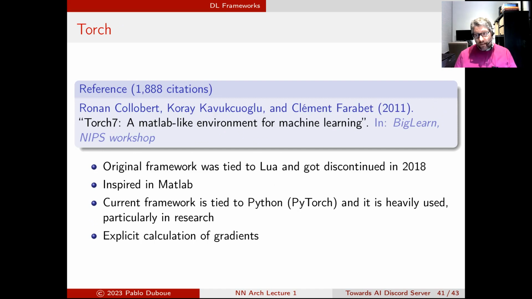Currently, the framework that's still in heavy use is PyTorch, that is embedded into Python, and is quite used in research because it has a very fine level control of what is happening, particularly the explicit calculation of the gradients.